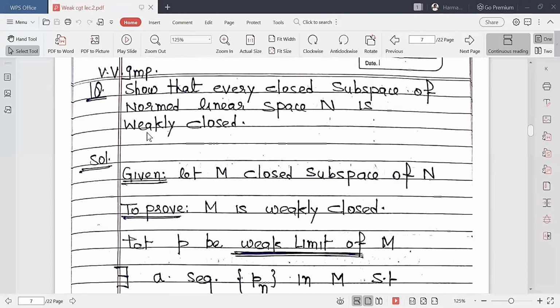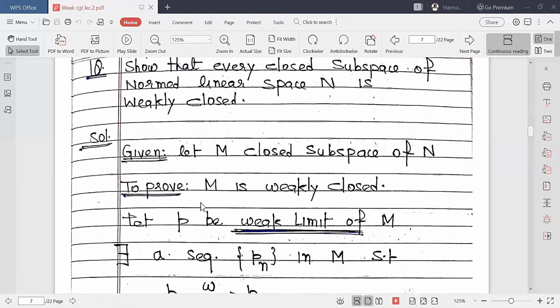Now the next result is: every closed subspace of a normed linear space is weakly closed. That is, every closed subspace of a normed space is weakly closed. Suppose M is a closed subspace of N. We want to prove that M is weakly closed.